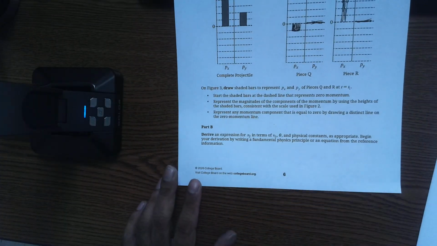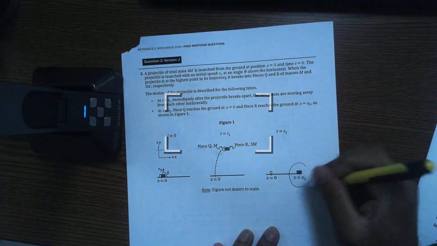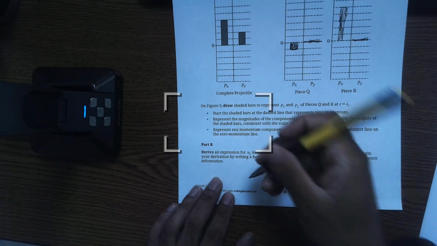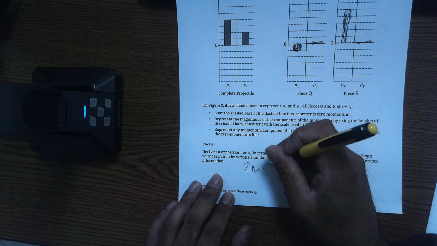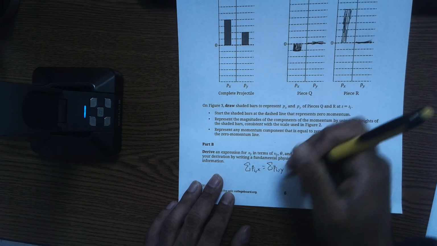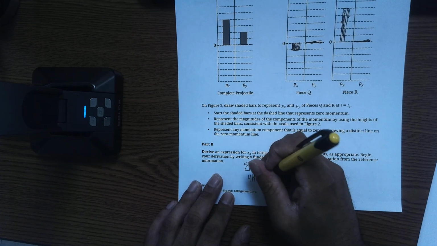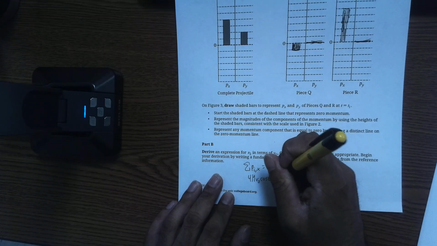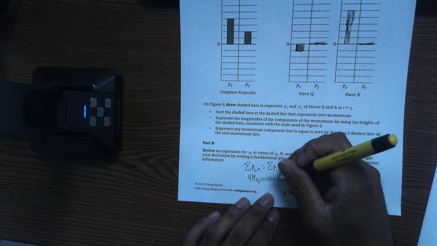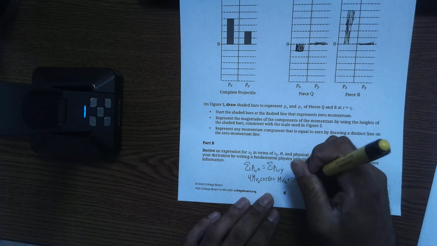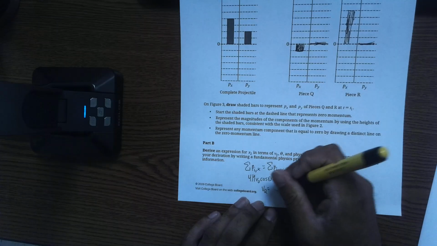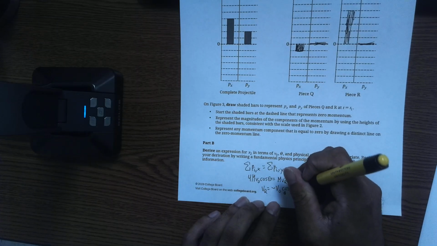Okay, derive an expression for x2, which is that part right there. Definitely a collision, so it's going to be conservation of momentum. Sum of pix must equal sum of pfx. So that tells us that 4m v0 cos theta is equal to m vq plus 3m vr. We already know that vq is negative v0 cos theta.